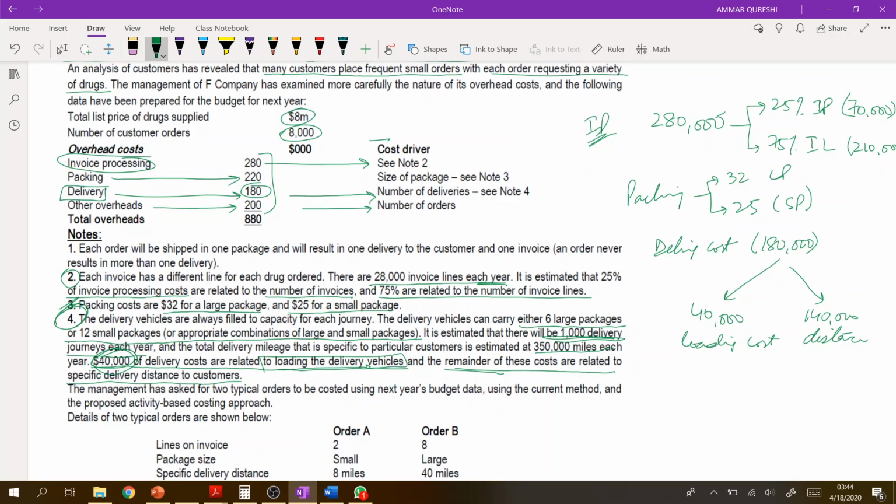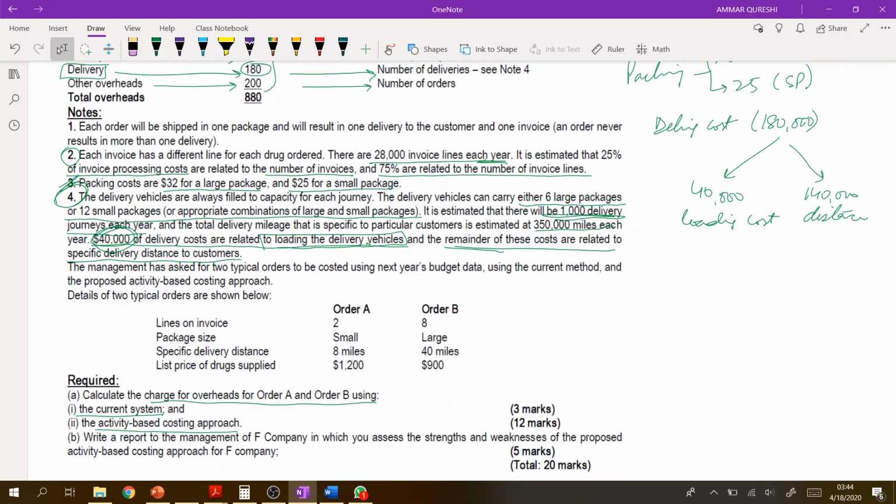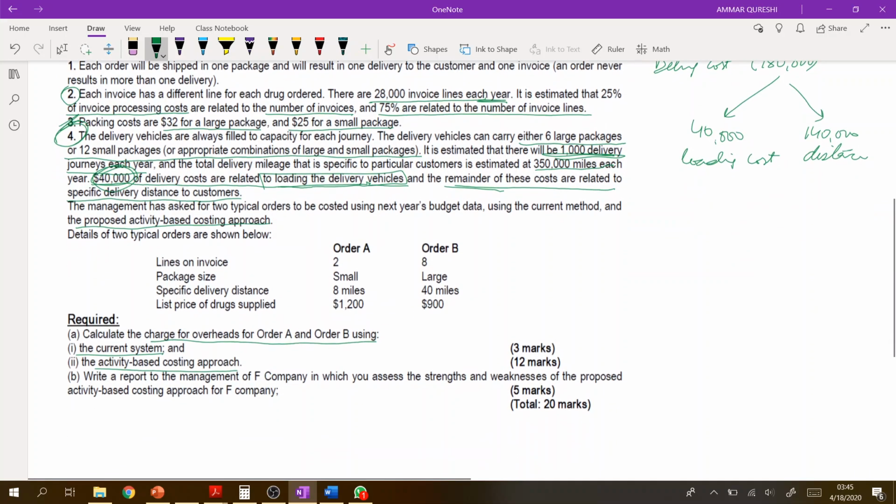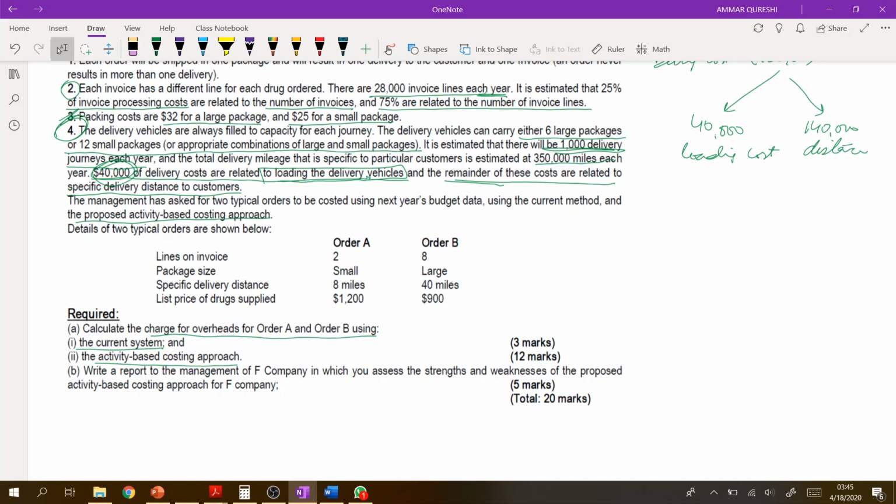So till now, 4 cost pools are given, and they are related to a lot of things. Then it says the management has asked for 2 typical orders to be costed using next year's budget data, using the current method and the proposed activity based costing approach. So there are two orders, order A and order B, and a few things are given here, which you will utilize later. I'm leaving the first part because it is very simple. You just need to add overheads by using the list price of the drugs ordered.